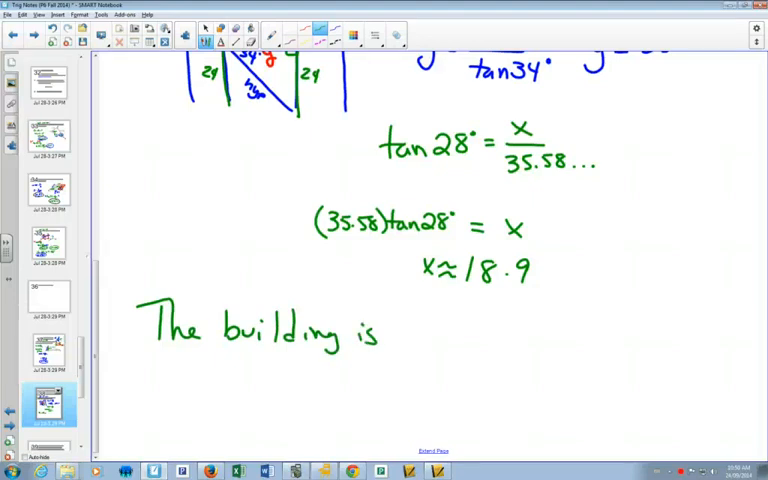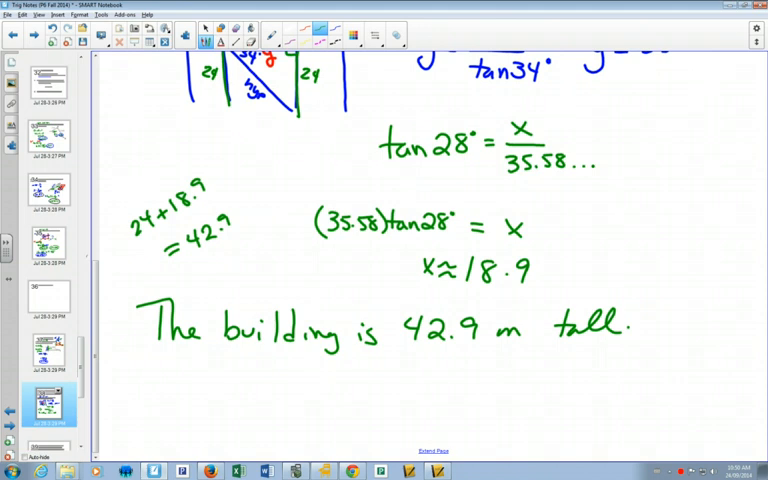24 plus 18.9 is going to equal 42.9 meters tall. Is it feet? Yeah. Thank you. Whew. That's a problem with doing it on the smartboard. I always have to scroll back to read the question. 42.9 feet tall.